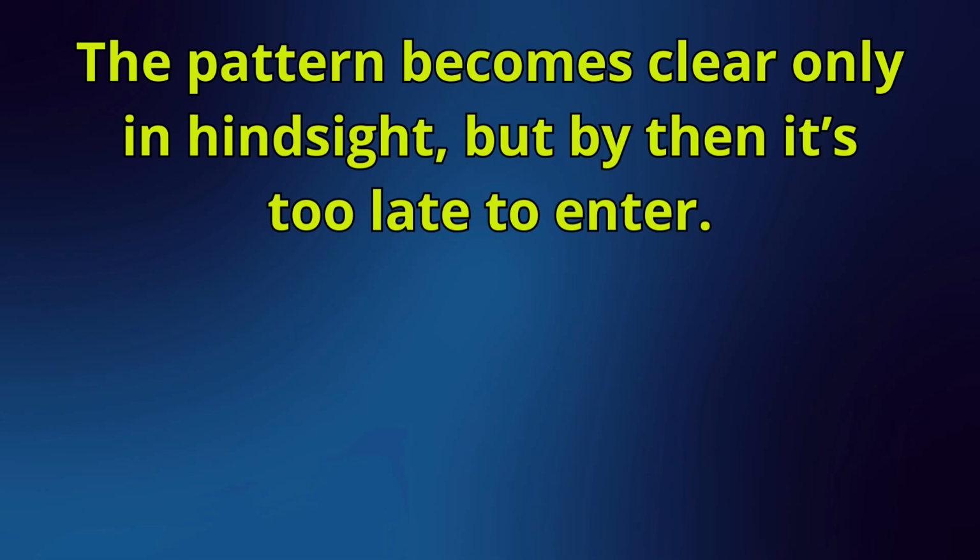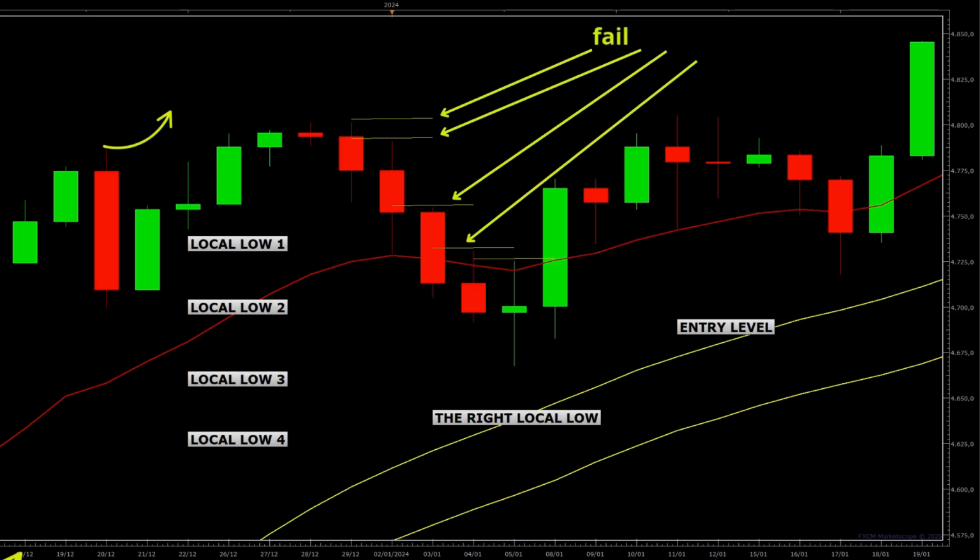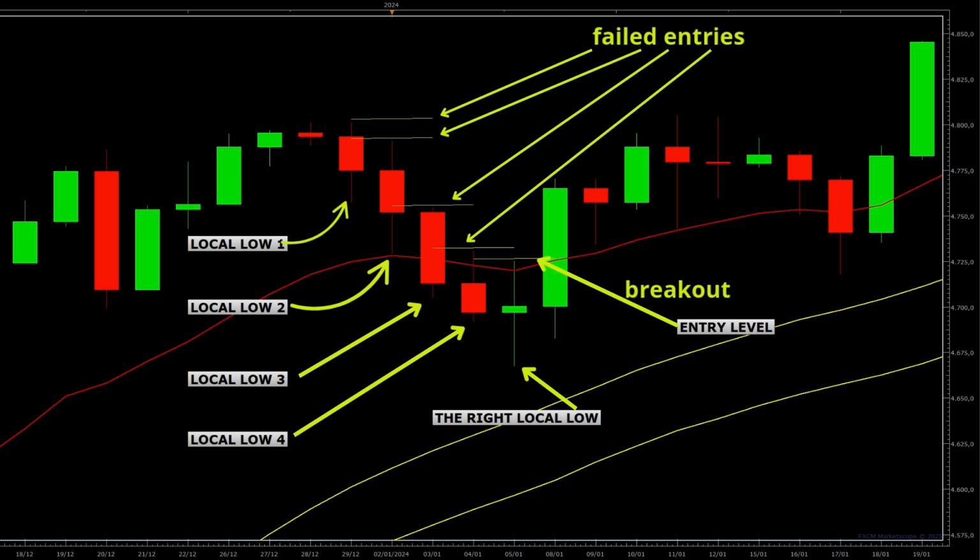So, how do we solve this problem operationally? The solution is a mechanical approach. Every time a potential local low forms, we simply place a pending buy-stop order just above its high. This way, we don't have to guess. This chart explains the process perfectly.